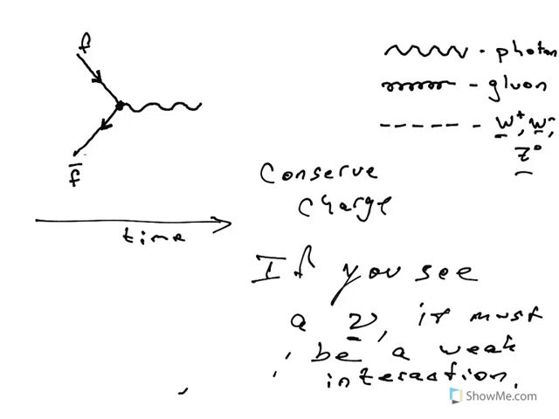So a photon can mediate something between gluons because gluons have charge. Or a photon can mediate something between leptons, like the electron or the muon, because they have charge.